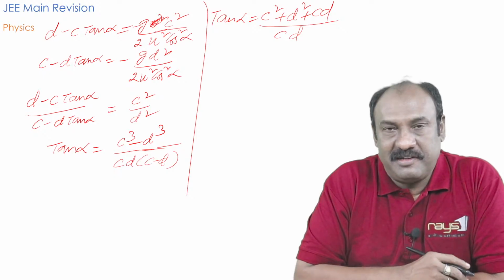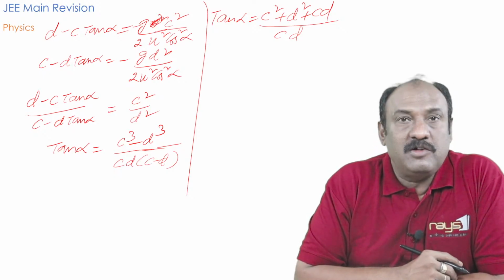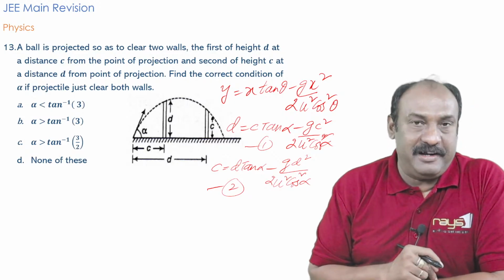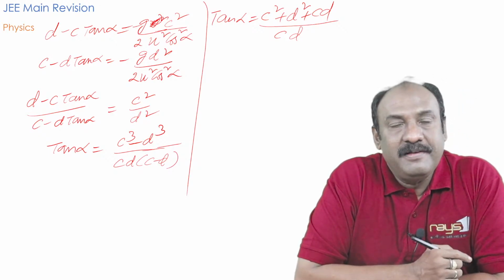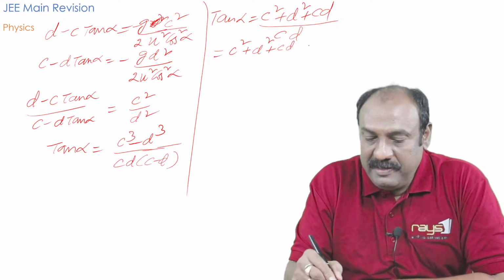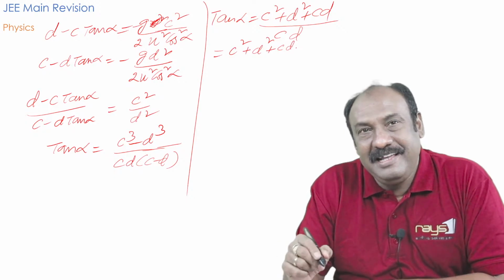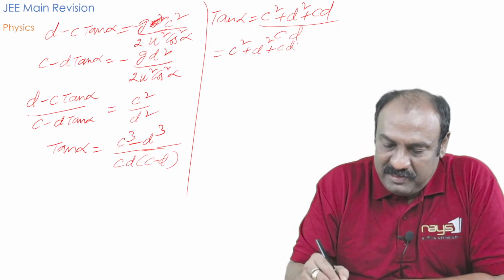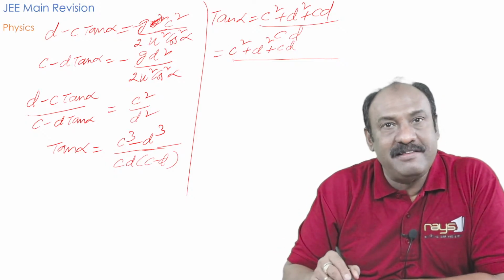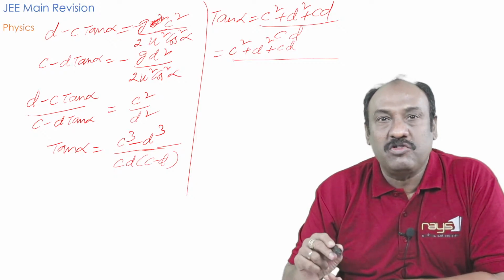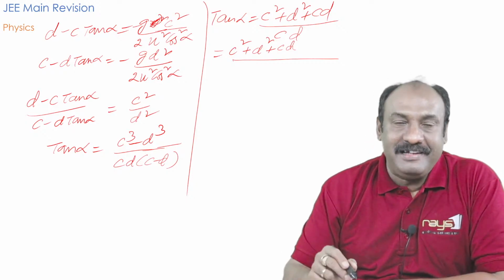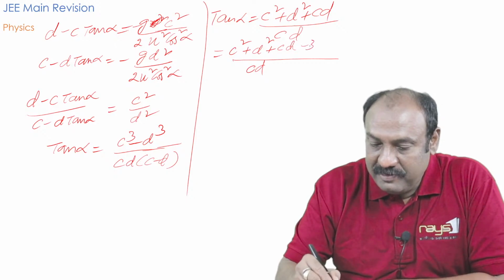Up to this point any student can answer. After this, how do we proceed? Because we have to calculate the numerical value of alpha. See the options here: tan alpha is a numerical value, either 3 or 3 by 2 is given in the data. So once again we have to eliminate c square, d square and cd. For writing c minus d whole square, c square plus d square minus 2cd, we need cd. So I have to add 3 cd and subtract 3 cd without changing the value: minus 3 cd plus 3 cd.